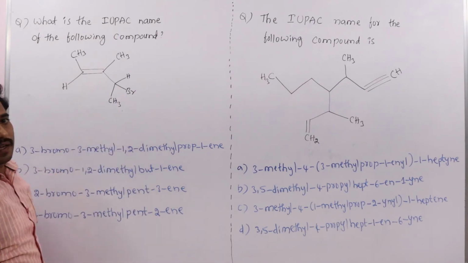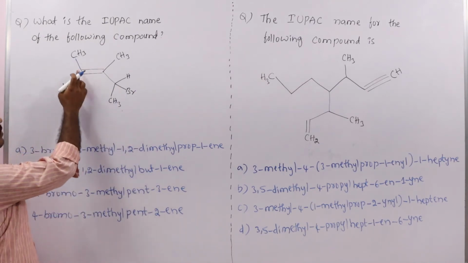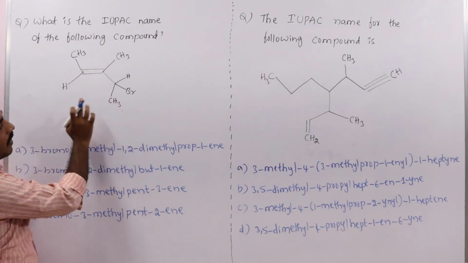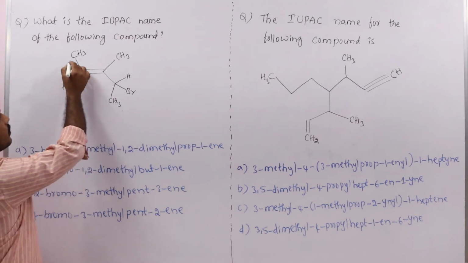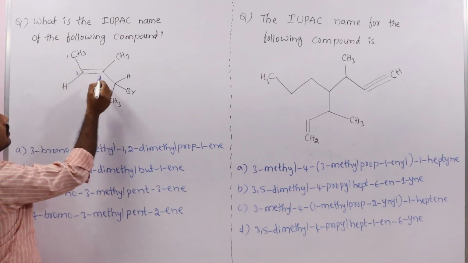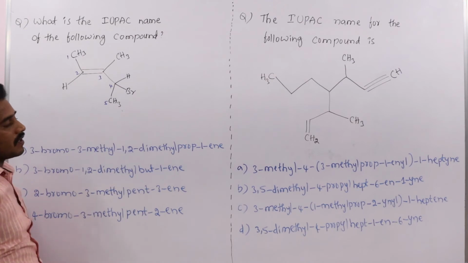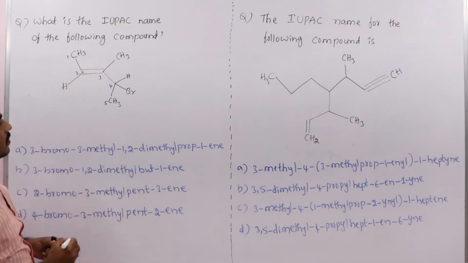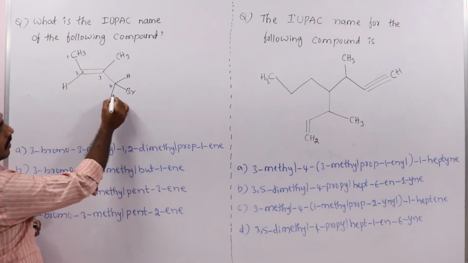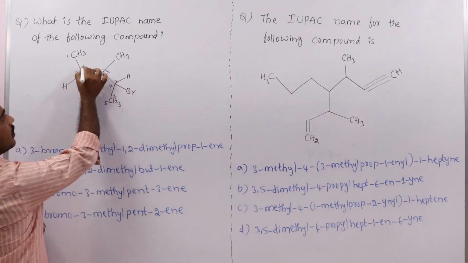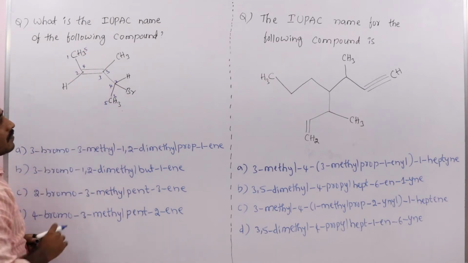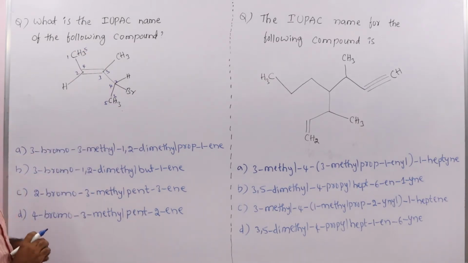First we have to find out the longest chain. So let us see 1, 2, 3, 4, 5. First possibility 1, 2, 3, 4, 5. This is the first possibility. Next, if you give number 1 for this carbon, this is 2, this is 3, this is 4 and this is 5. So which one is correct here?